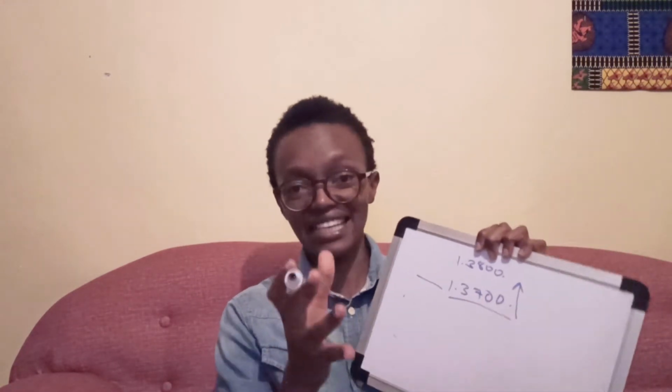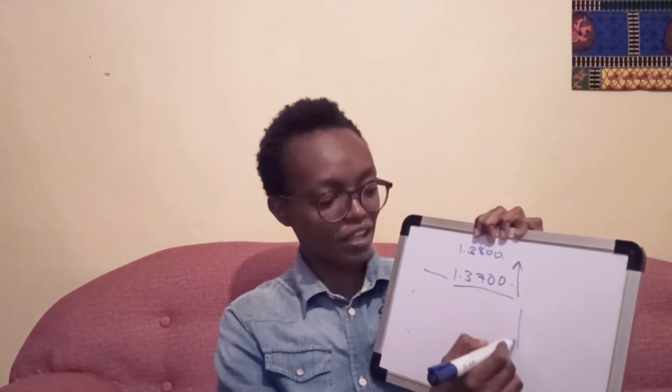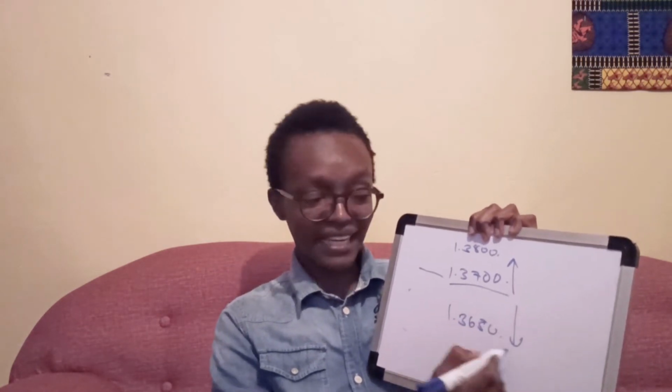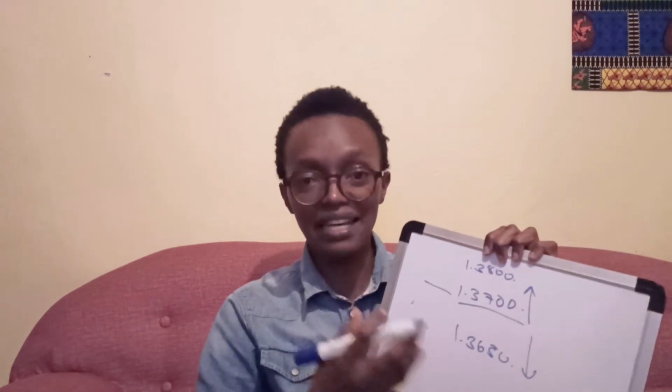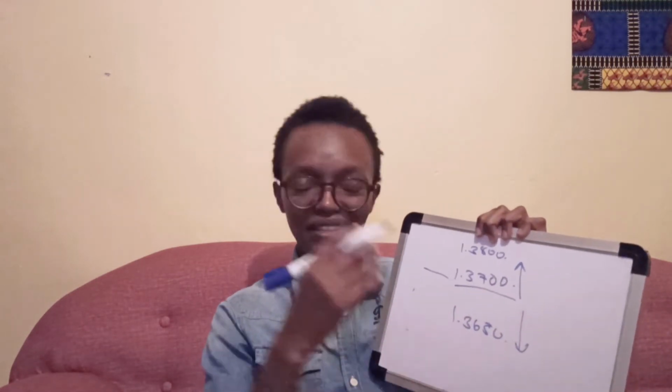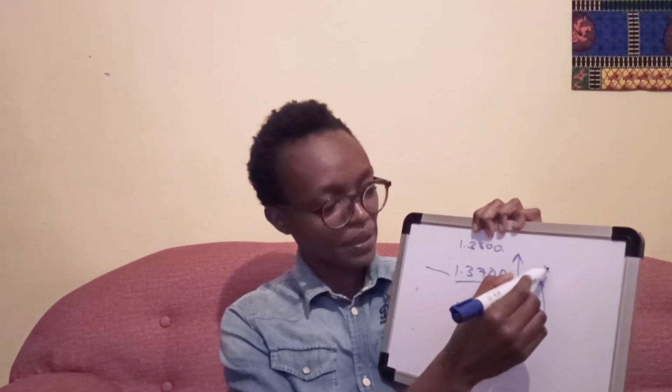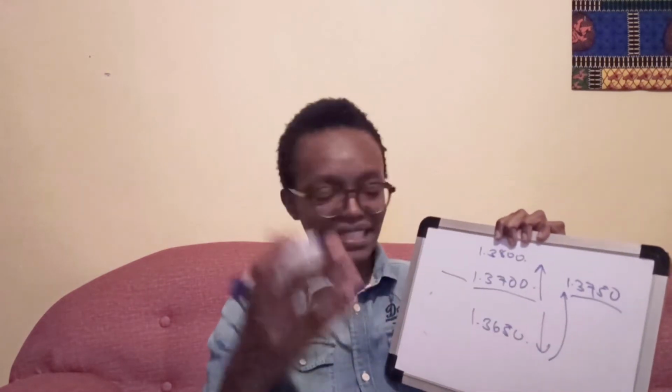But they are unable to maintain this price because the sellers come in and push price all the way down to around 1.3650. Again, like the buyers, the sellers are unable to maintain this price. So the buyers come in, push price all the way back up to around 1.3750. So let's see how a candlestick will represent this information.